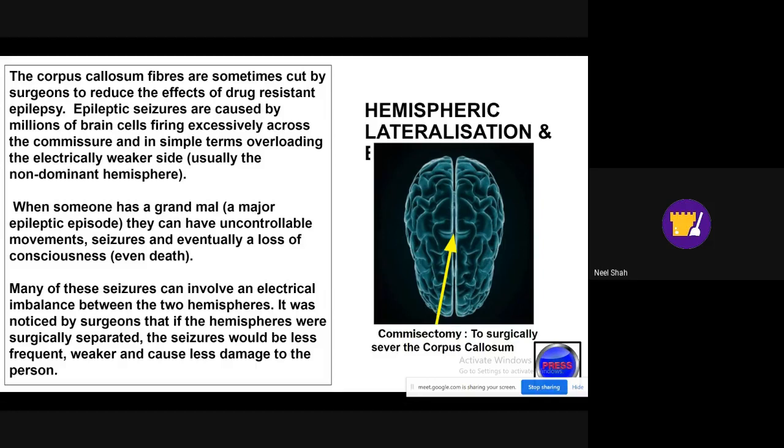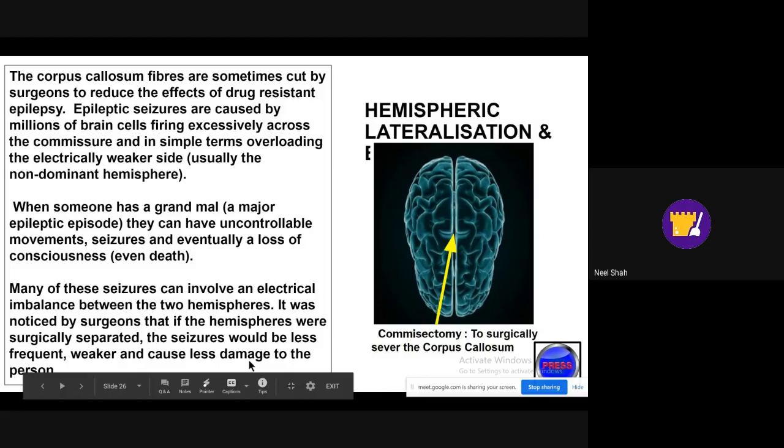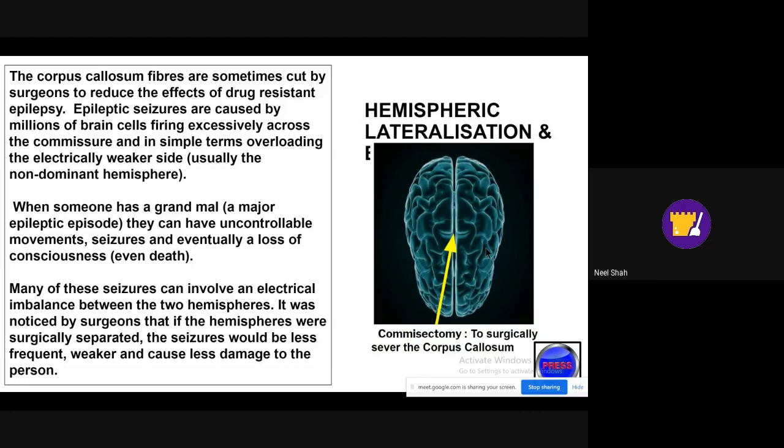So what happens is, let's say, some doctors are able to actually cut a certain part of the brain that deals with this because there is an imbalance between two hemispheres. So surgeons have found that if you do this separation, the seizures are not as bad, they're not as severe for the person who has epilepsy, and there is ultimately less damage to that person.